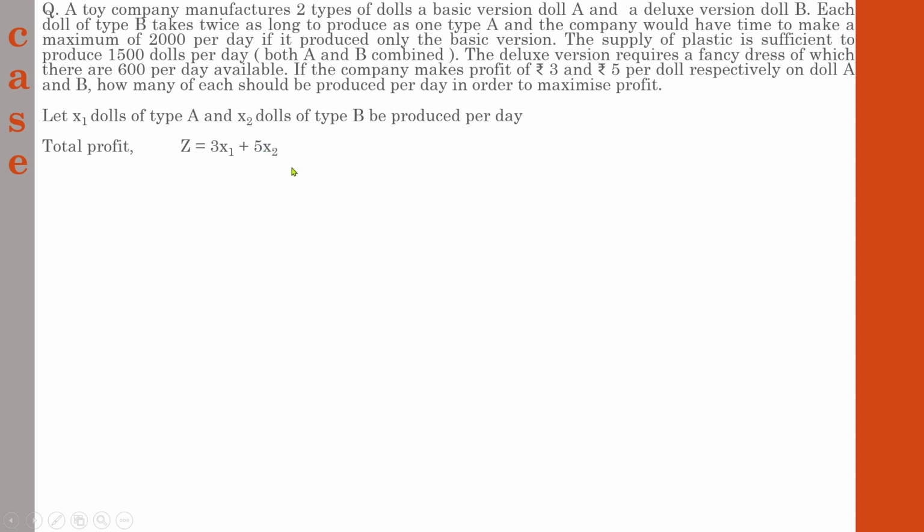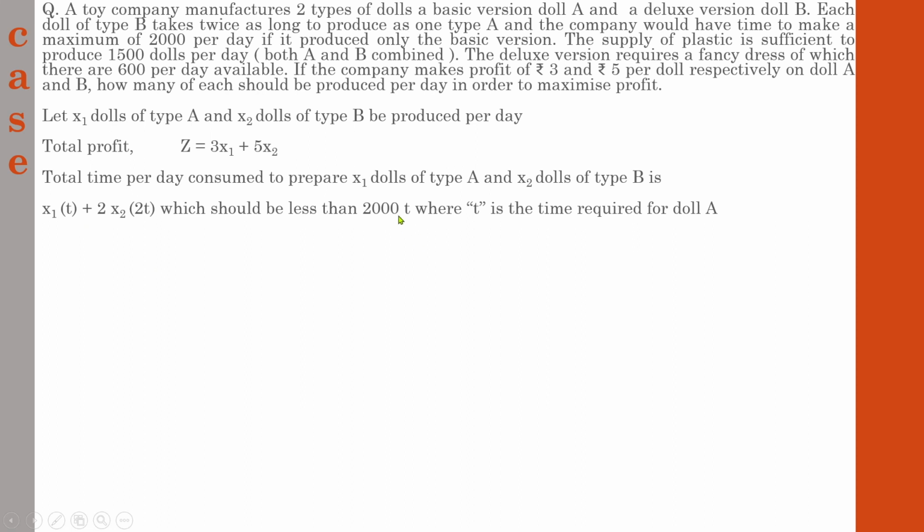Once you have found the objective function, next you need to identify the constraints. Before that, you need to understand the details given in the question, because in this case there are details with regard to time, with regard to the product which we are producing, and with regard to the fancy dress. So first of all, we need to identify these details. The total time per day consumed to prepare x1 dolls, that is type A, and x2 of type B is 2000. So we can write it as the time taken by x1 plus the time taken by x2.